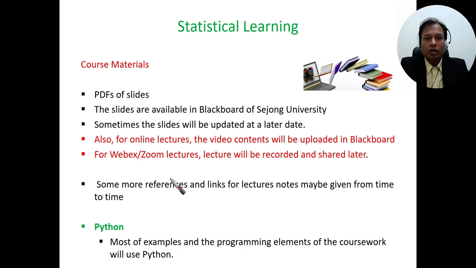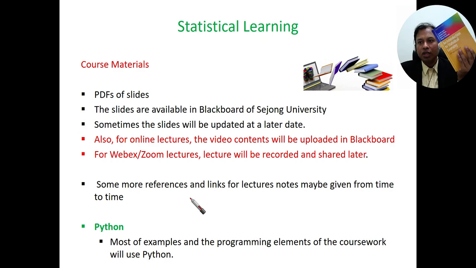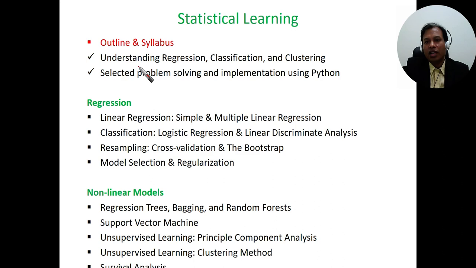Okay, course material: the PDF slides will be given and the video lectures will definitely be shared. So you can see that, and I'll give more references from time to time, and we'll use Python in this program. But the book that I'll be referring to is Introduction to Statistical Learning. In this book, it uses R programming, but we will be using Python programming, okay? So the syllabus and outline, our main motto is understanding regression, classification, and clustering issues. So we will have selected problem solving and implementation using Python, okay?